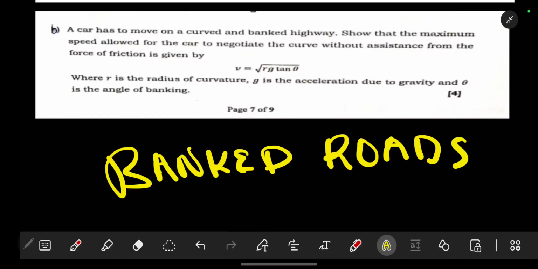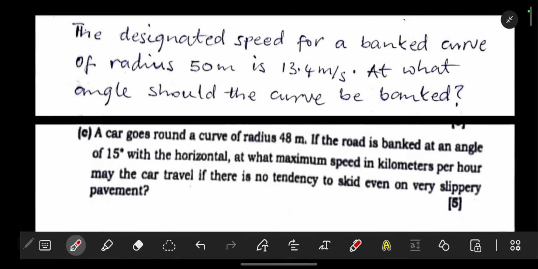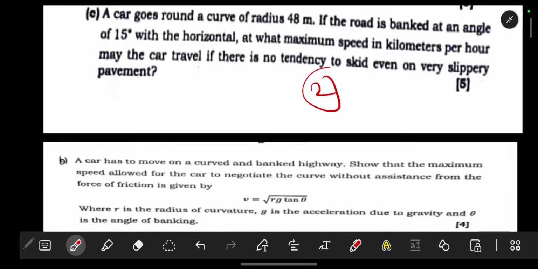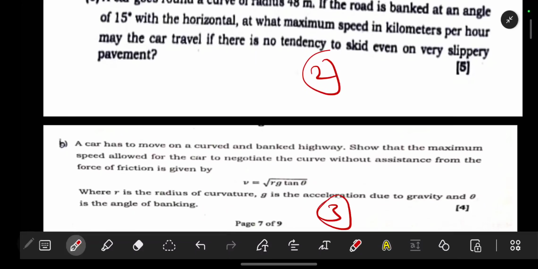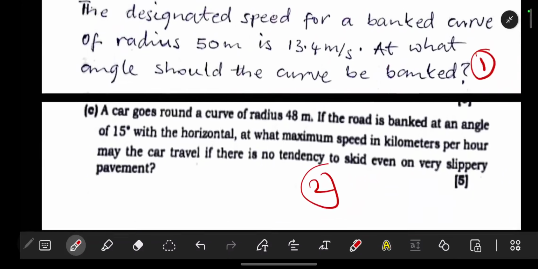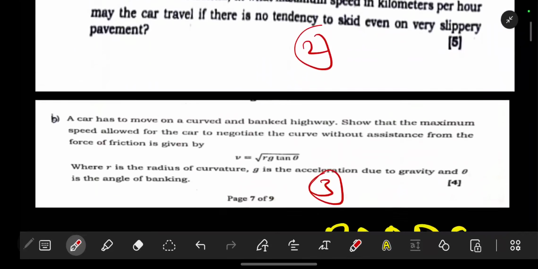So here today we are going to be answering questions involving banked roads. So what is a banked road? Under this video we are going to be solving these three questions. So this one, and this one. Now, how do we answer such problems?